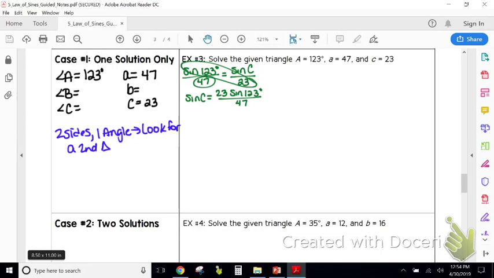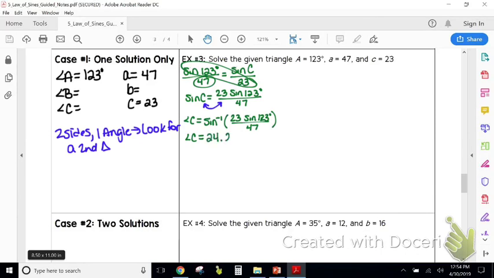But remember, we're looking for angle C, right? So I need to switch these. And what is it called when I switch the input and the output? The inverse. So to find angle C, we're actually going to take the inverse sine of that fraction there. So the 23 sine of 123 degrees over 47. Because we're looking for the angle, we're going to use the inverse. Alright, so what did we find angle C to be?